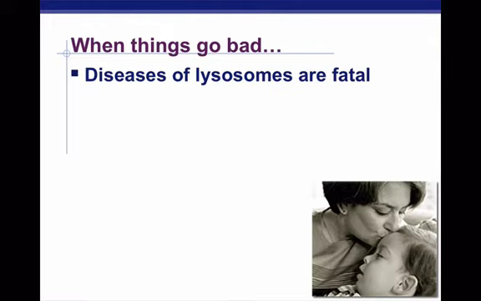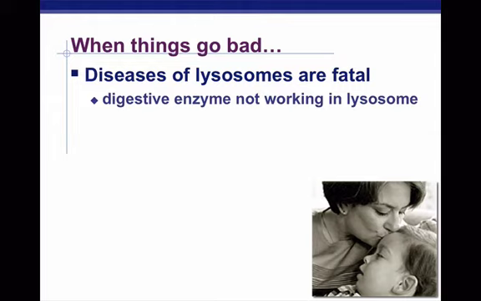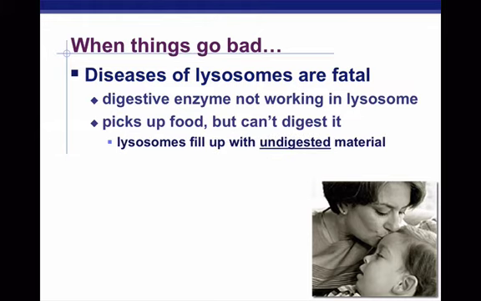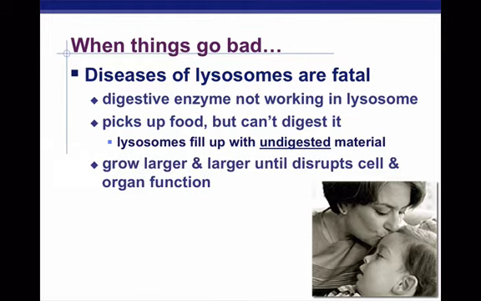So sometimes there's diseases of lysosomes, and they're fatal, which means you can die from it. The digestive enzymes are not working in the lysosome, so it picks up food but can't digest it. And so what happens is the lysosome will fill up with undigested material, and it will grow larger and larger until it disrupts cells and organ function. Because if you remember that cells make up tissues and tissues make up organs.